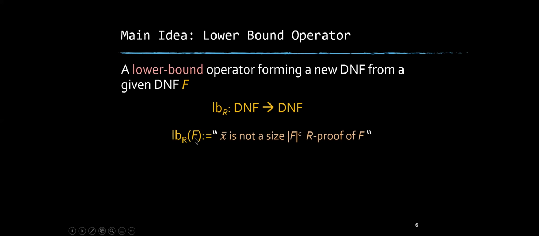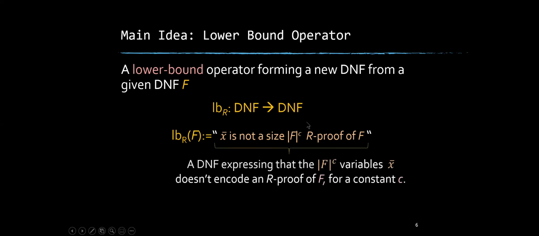If F is some DNF, then LB_R of F is simply a new DNF that expresses the following. It expresses the fact that x, a set of propositional variables, is not a size polynomial in F, an R proof of F. And it is possible to encode this as a DNF. And because this is a tautology, it means that there will indeed not exist a polynomial size, in this case size |F|^c, R proofs of F.